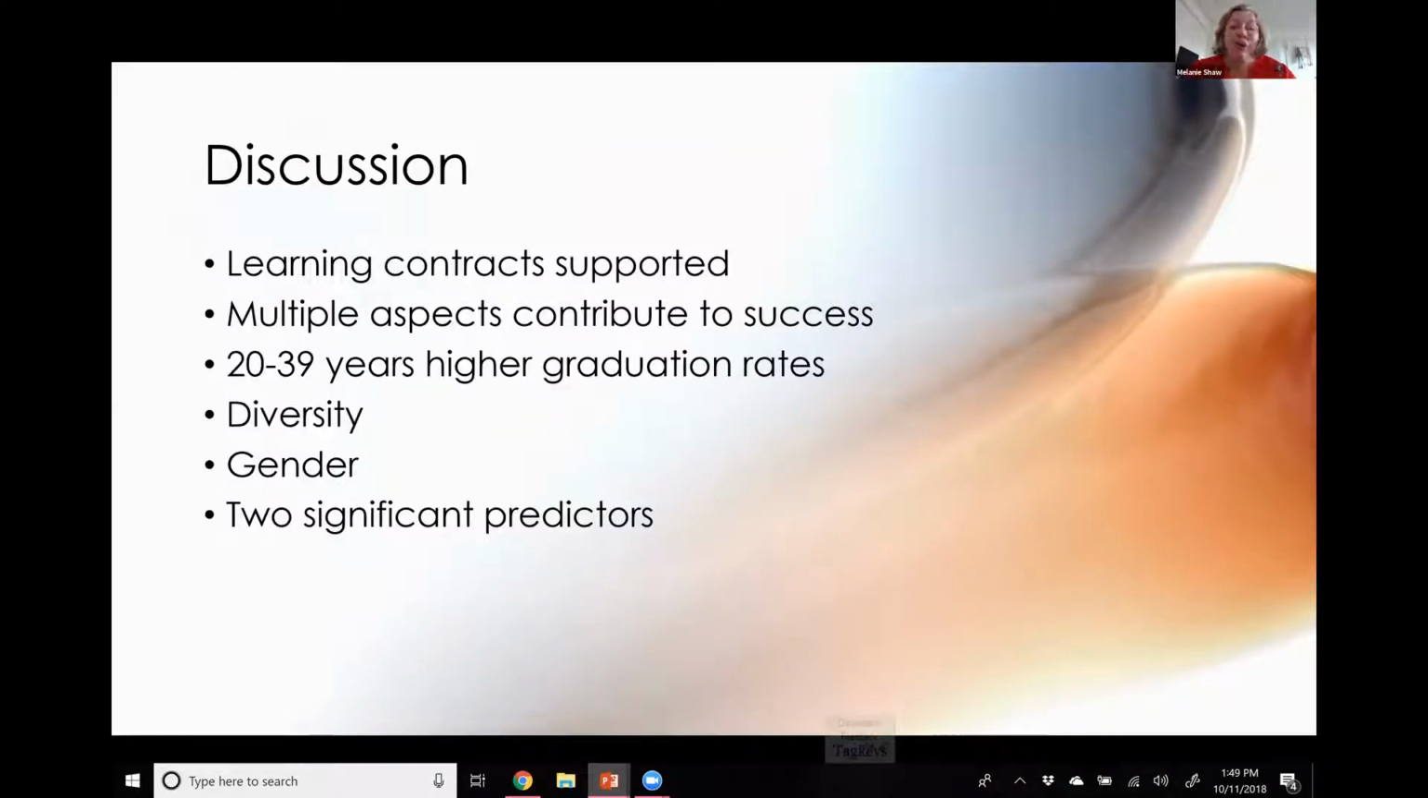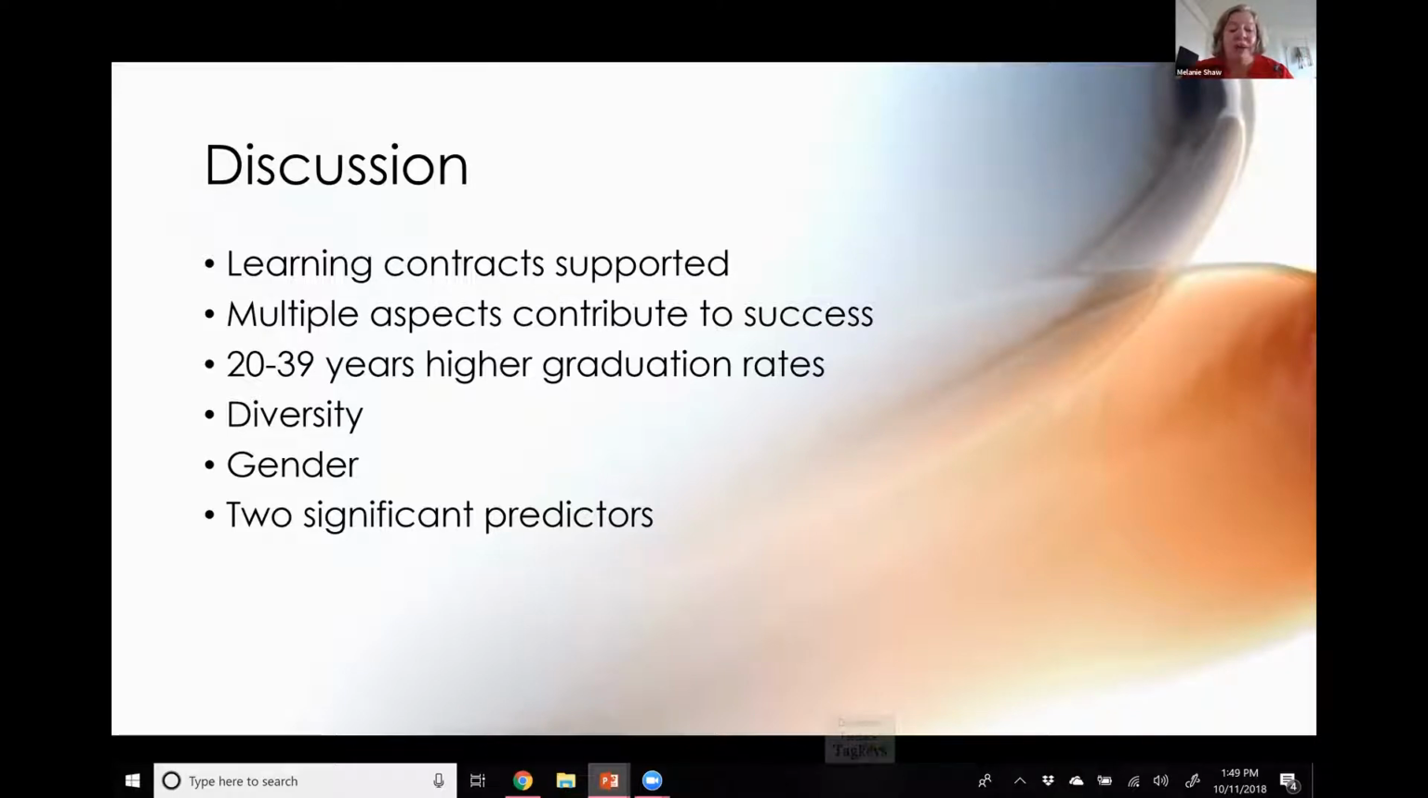So overall, the findings support the use of learning contracts to increase the rate of milestone progression and overall reduce the likelihood of dropout or lack of completion for these at-risk students. Both the chi-square and the logistic regression models support the consideration of multiple aspects in the successful completion and retention of students in the program.